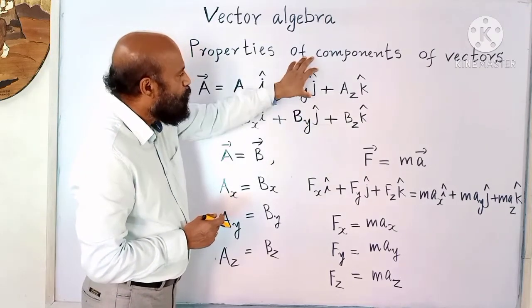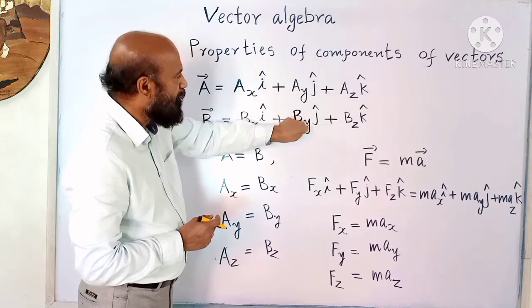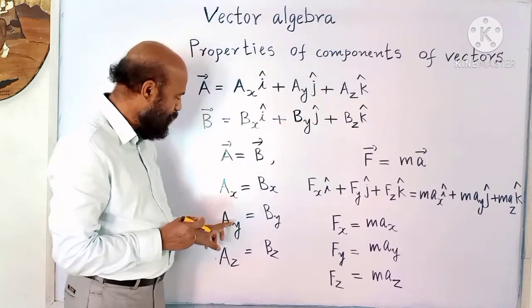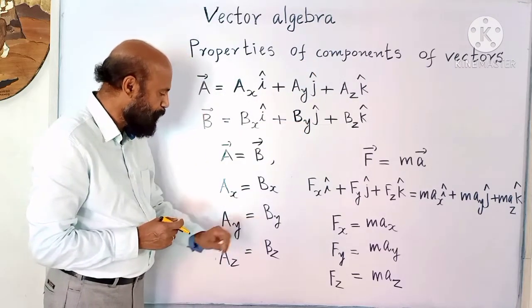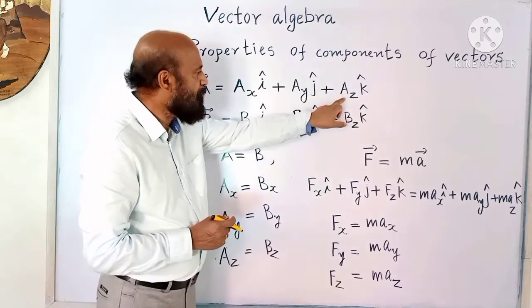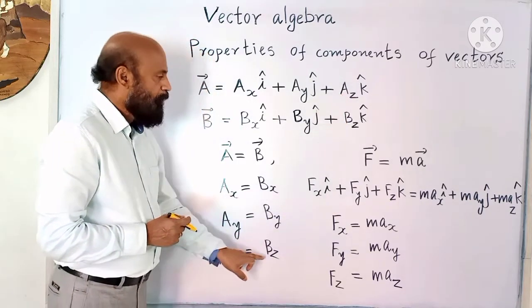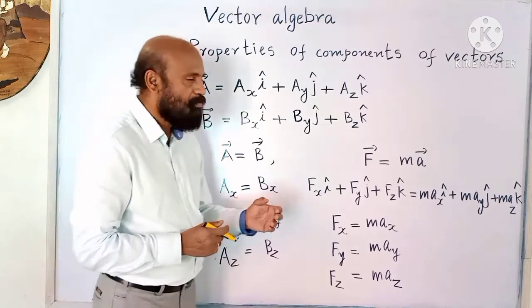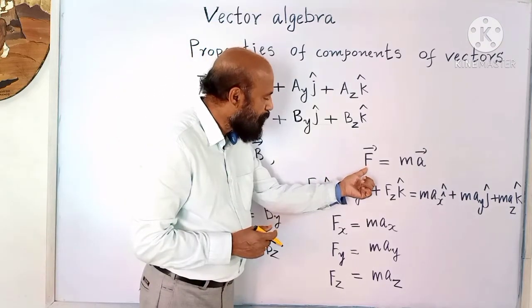Then the y component along the y-axis, ay, by. So ay should be equal to by. Similarly, az should be equal to bz. Now we'll see an example.